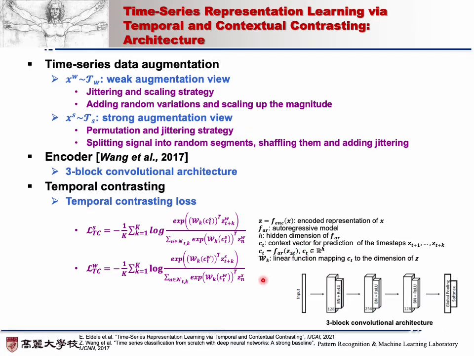Next, we need to describe our temporal contrasting loss, which is here for strong and here for weak augmentation. As you can see, the context vector of weak augmentation here is compared to the strong representation and vice versa. One last thing I need to say about this loss is that we are using W_k, a linear function mapping, in order to keep the dimensions of C and Z the same, so we can have different dimensions.